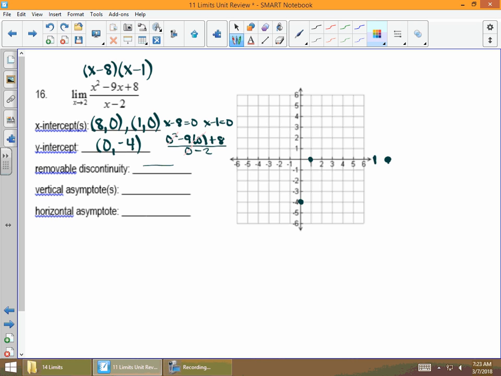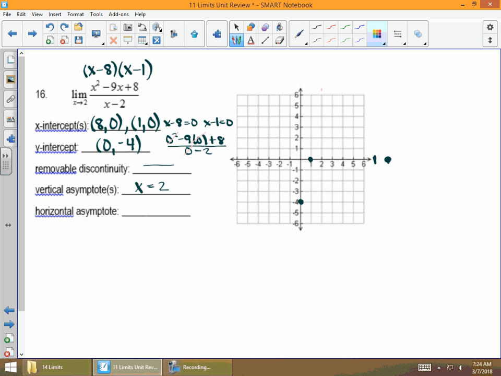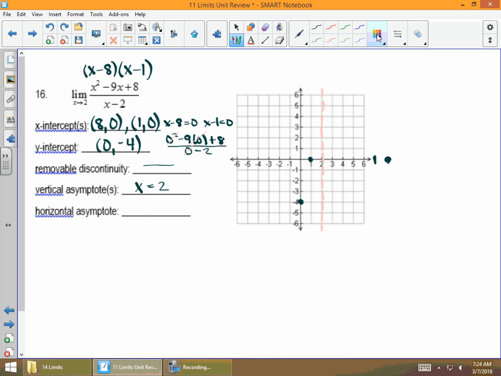No removable discontinuities for this function because we don't have anything that cancels. Our vertical asymptote is x equals 2. And I know that I'm going to have a slant asymptote for this problem because my function is top-heavy. To find that slant asymptote, we're going to synthetically divide our numerator by our vertical asymptote. Quick little math here. 1, negative 9, and 8.